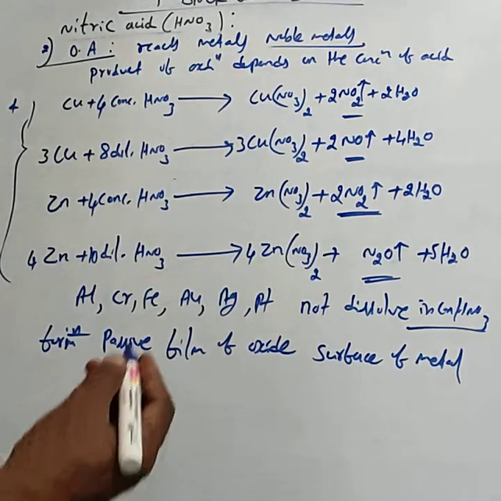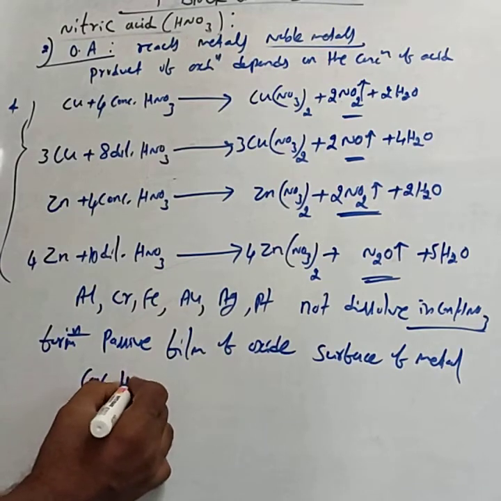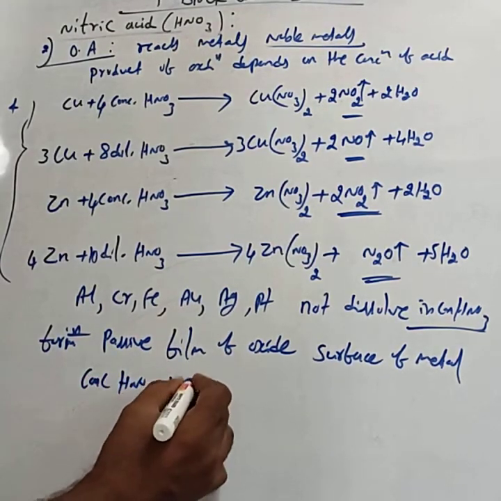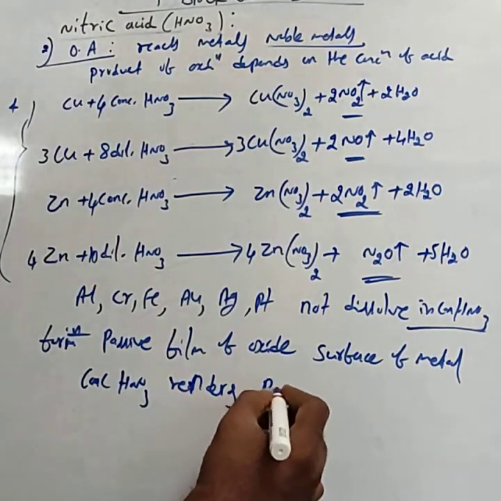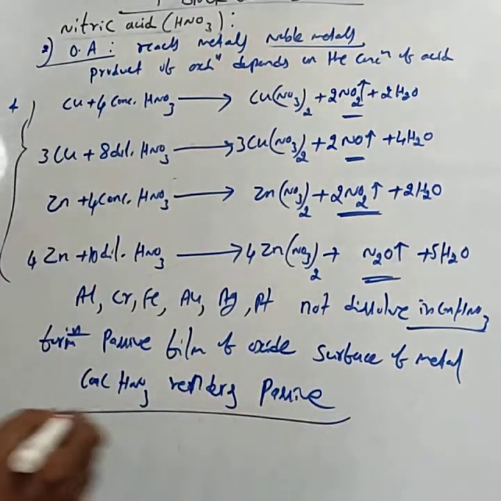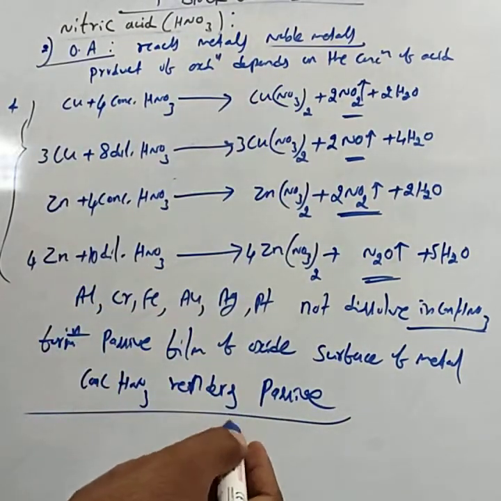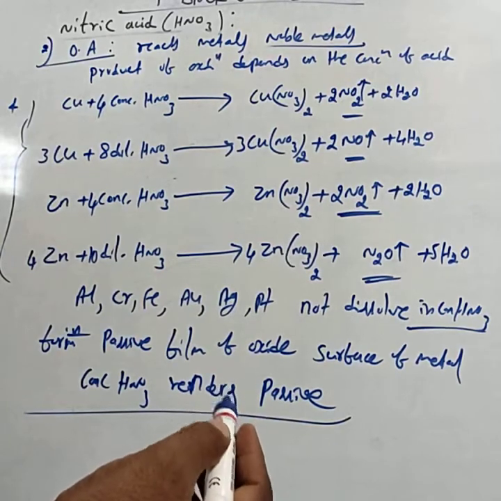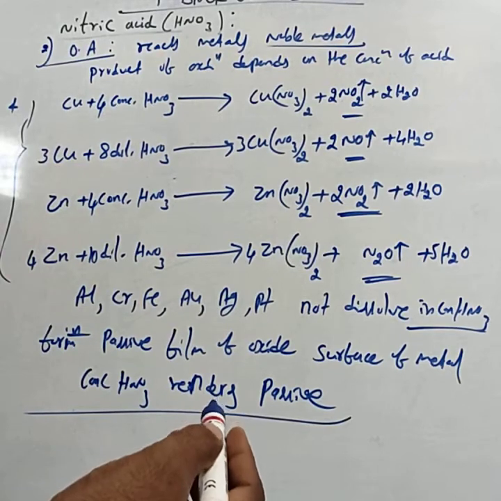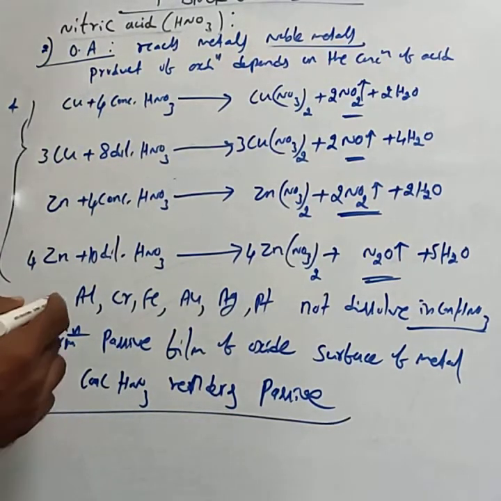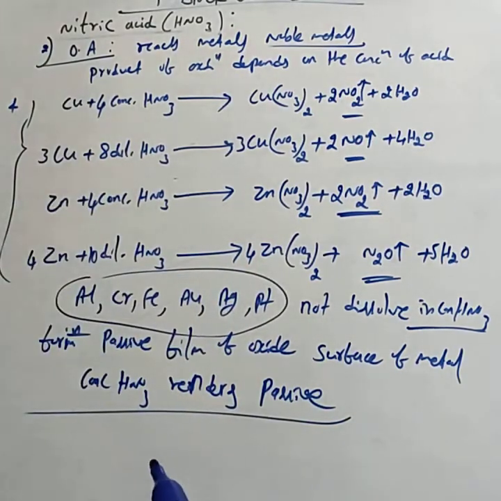This phenomenon we can consider as concentrated HNO3 renders these metals passive, that is the passivity of concentrated HNO3. Passivity means they form an inactive, inert oxide film layer on the surface of the metal. So these metals do not dissolve in concentrated HNO3.